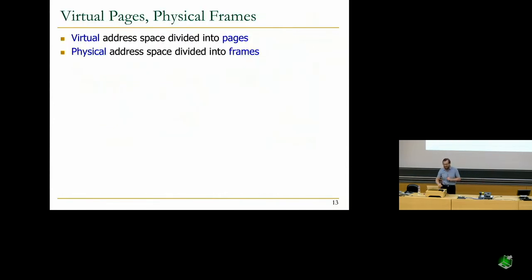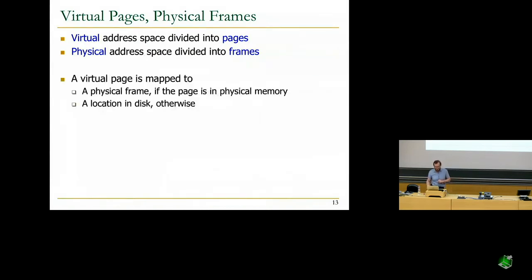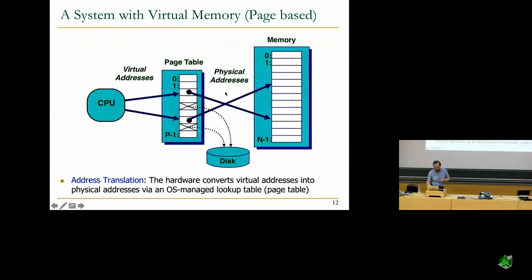I've been saying pages, for example. Virtual address space is actually divided into pages, and physical address space is divided into frames. You could call them pages also. I like calling them frames. A virtual page is mapped to a physical frame if the page is in physical memory. Basically, if you go back to this picture, this virtual page over here, that's generated by the virtual address, is mapped to this physical frame over here, because the address is in main physical memory.